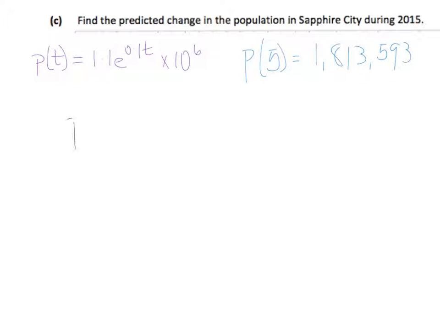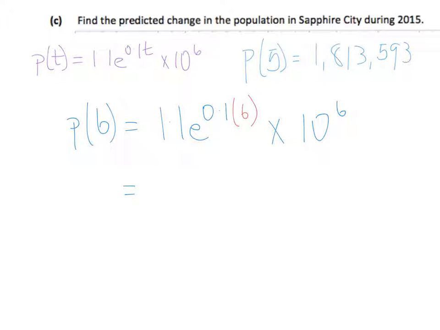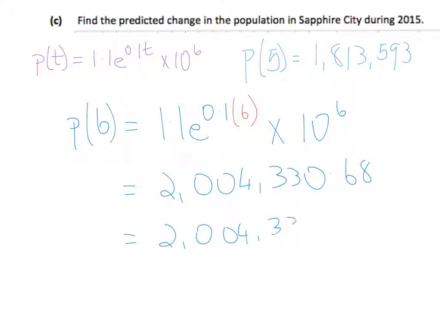So all I'm looking for here then is P of 6, and that's equal to 1.1 e to the power of 0.1 times 6, multiplied by 10 to the power of 6. And when I substitute that in on my calculator, I get 2,004,330.68. So again, rounding off to a whole number, I have 2,004,331.